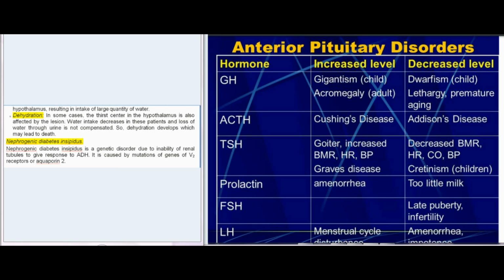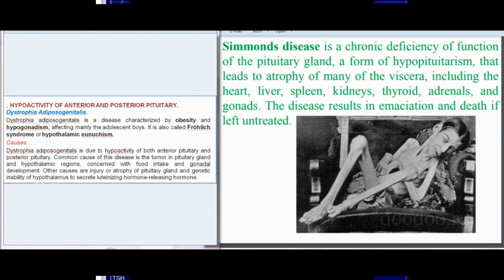Nephrogenic diabetes insipidus. Nephrogenic diabetes insipidus is a genetic disorder due to inability of renal tubules to give response to ADH. It is caused by mutations of genes of V2 receptors or aquaporin 2. Hypoactivity of anterior and posterior pituitary. Dystrophia adiposogenitalis. Dystrophia adiposogenitalis is a disease characterized by obesity and hypogonadism, affecting mainly the adolescent boys. It is also called Froelich syndrome or hypothalamic eunuchism.